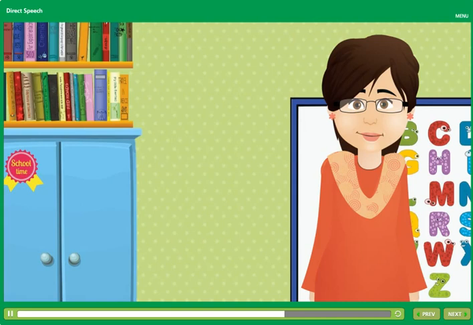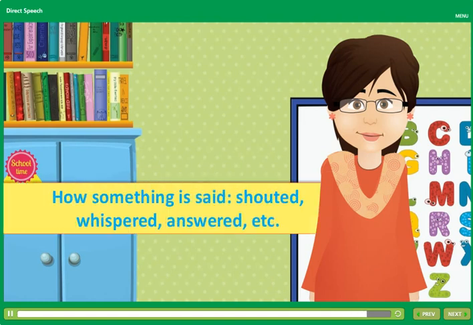Introduce children to reporting verbs, but do not use this term. Just say words like said and asked tell you how something is said. Point out different words by reading a text and underline these words. Explain the difference between ask, answer, shout, whisper, etc.